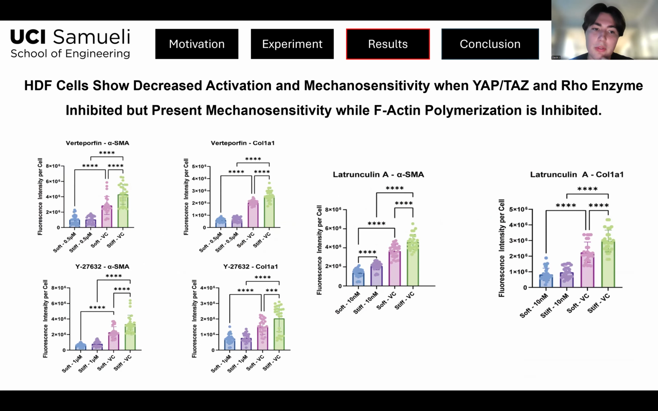As you can see from the data with verteporfin and ROCK inhibitor, the mechanosensitivity of these cells was removed, telling us that they do play a critical role in cell activation. However, with the latrunculin A, we see that there's still mechanosensitivity present, telling us that the actin polymerization may play less critical roles than we had thought.